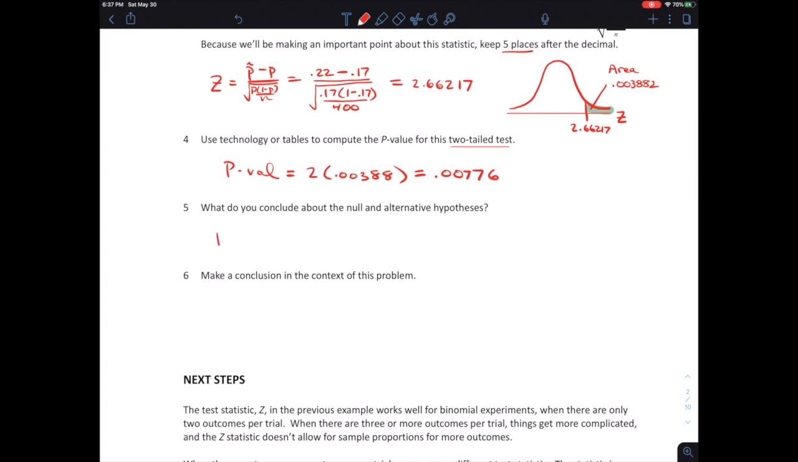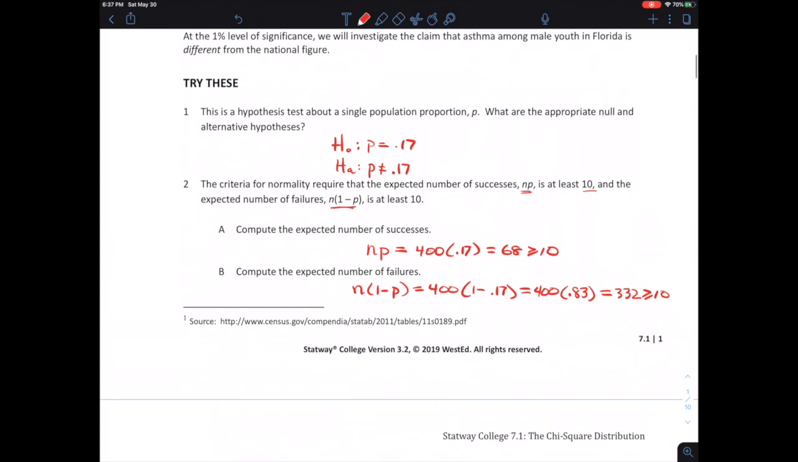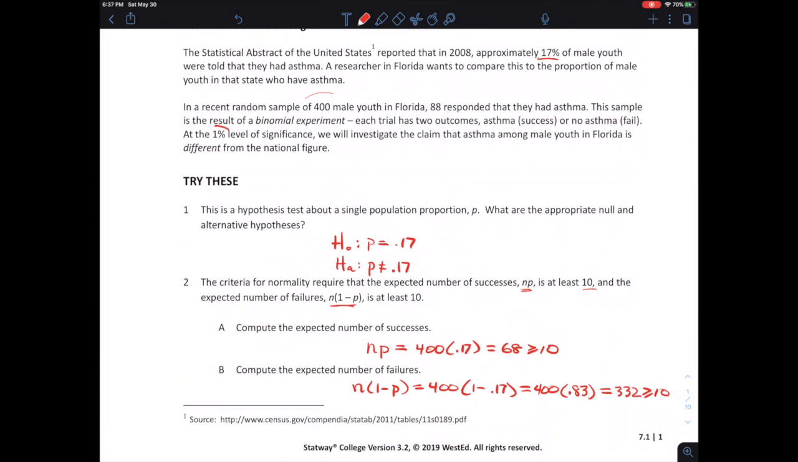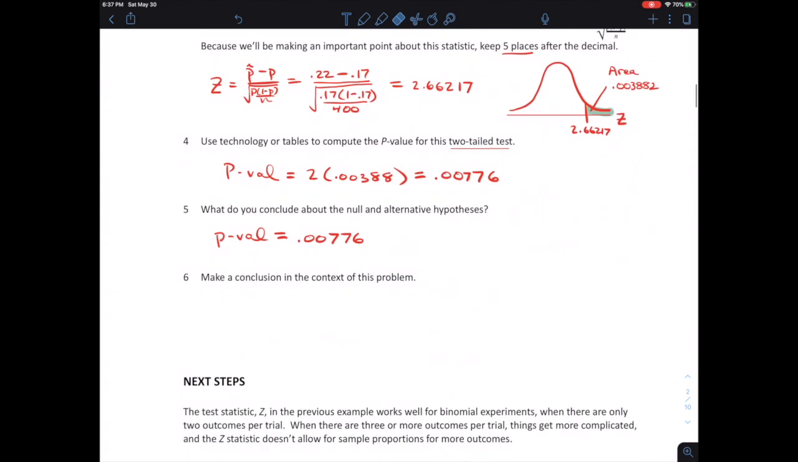Well, the p-value is 0.00776, and we're comparing that to alpha. So if you go back, you can see at the 1% level of significance, we're testing this claim. So that's 0.01. And remember, compare two digits for two digits. 0.01 has two digits. Look at 0.00, which are the first two digits of our p-value. And of course, 00 is less. So we can say that the p-value is less.